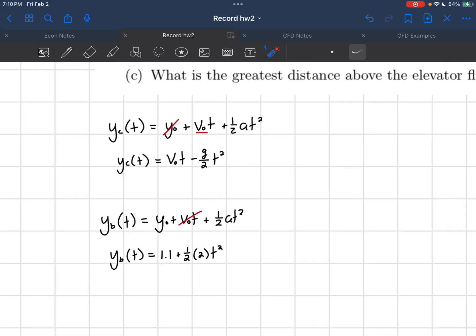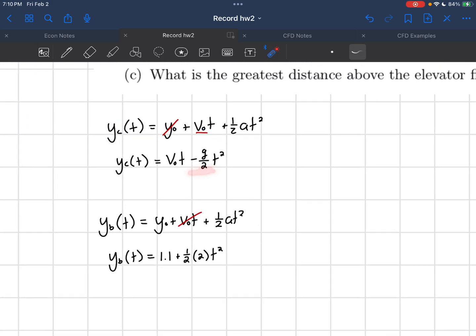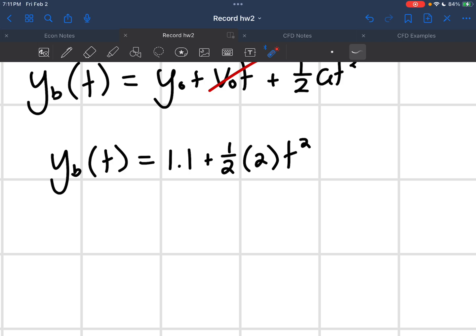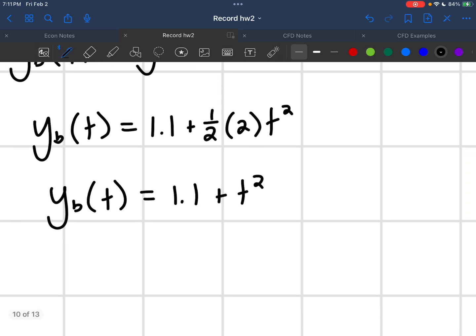Right? And there's another difference, that I have a negative acceleration on the cat because gravity is still down, but a positive acceleration for the button because my elevator is accelerating upwards. Right? And 2 divided by 2, I can simplify that just a little bit more, just to make it nice to look at when we're solving later, plus t squared.